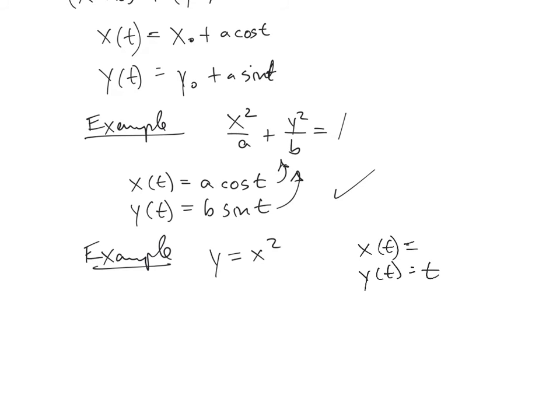Square root of t? Oops, why did it do that? T, not 2. Remember, you can always just put it back in and see if it works. If I put in square root of t into x, I get, well, it's t. Yeah, that works, right? Or what else could you do?